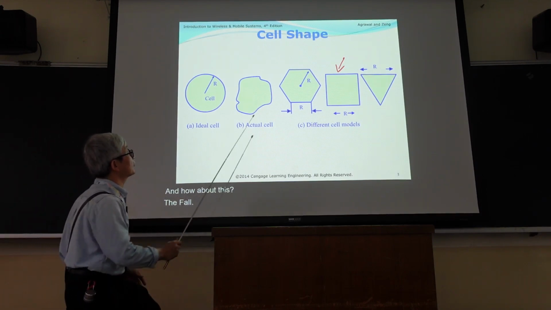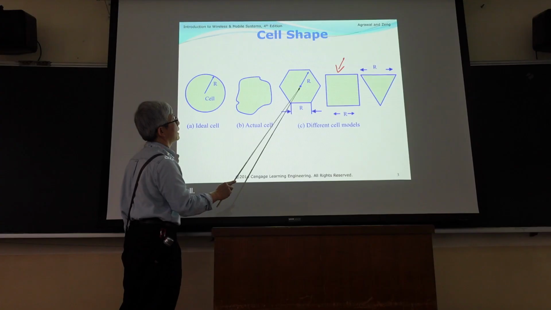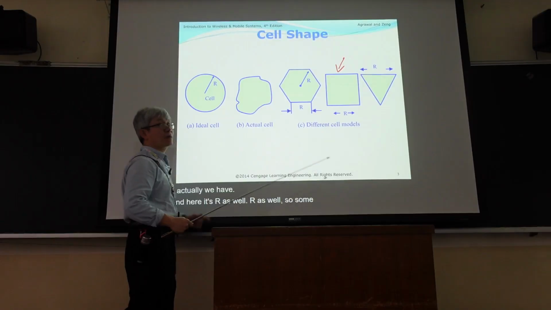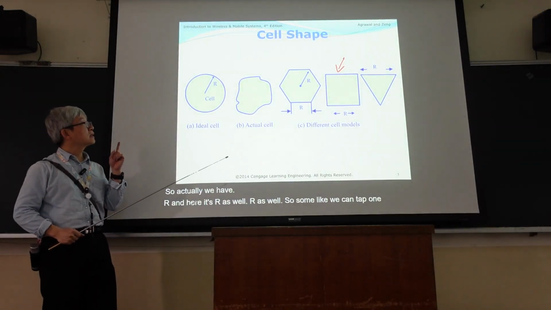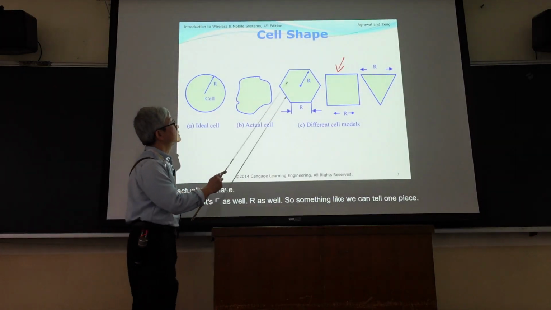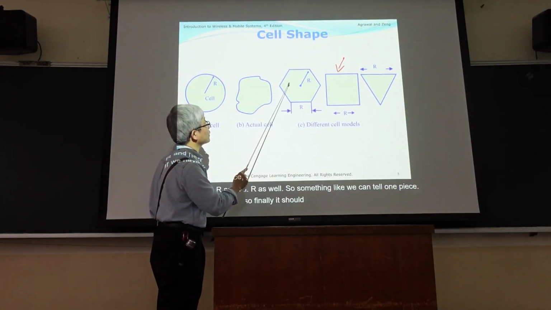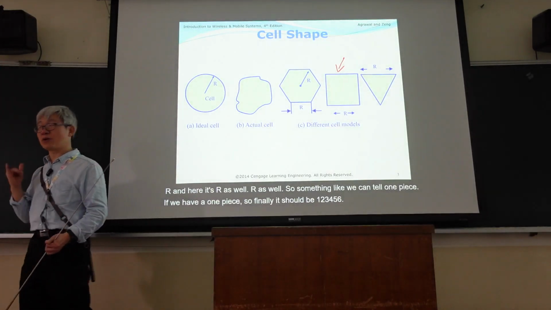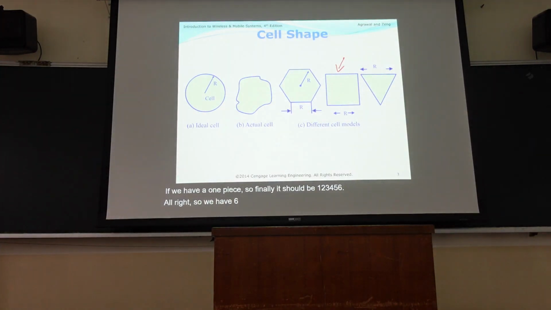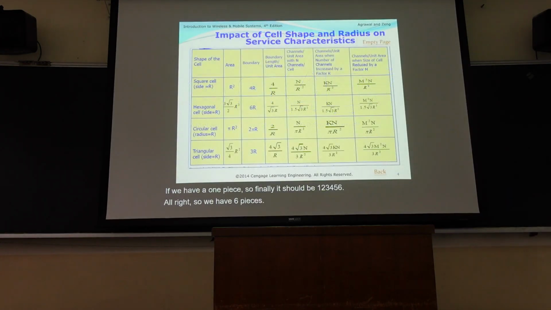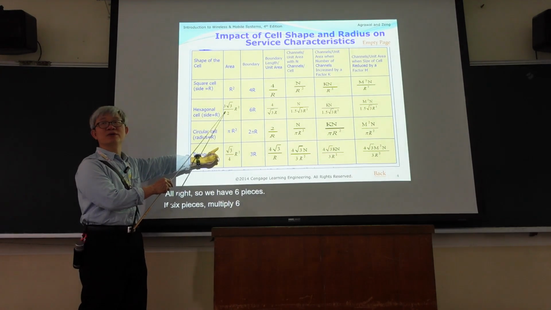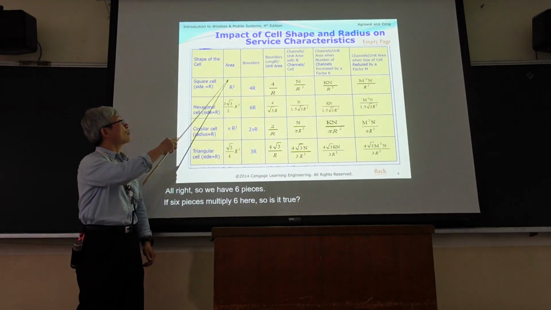So actually we have R, and here is R as well. So we can have one piece. If we have one piece, so far it should be 1, 2, 3, 4, 5, 6. Alright, so we have 6 pieces. If 6 pieces multiply 6 here, so is it true? Alright, so about area we can have these.